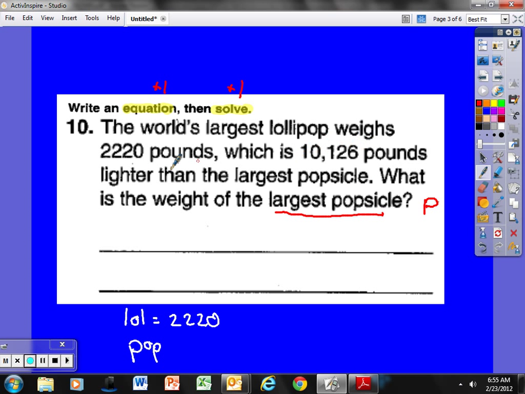The world's largest lollipop, I'm sorry, weighs 2,220 pounds, which is 10,126 pounds lighter than the largest popsicle. What is the weight of the largest popsicle? All right, let's see here. So that's going to be heavier. So I am going to take the weight of the popsicle, which is unknown. I'm going to subtract from that the 10,126 pounds that it is lighter than the lollipop, and that's going to be equal to the lollipop's weight.